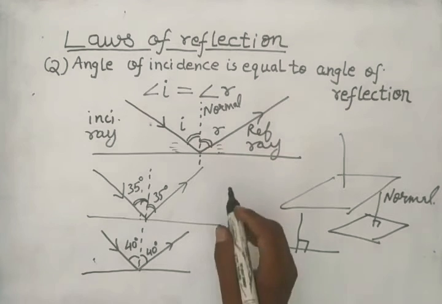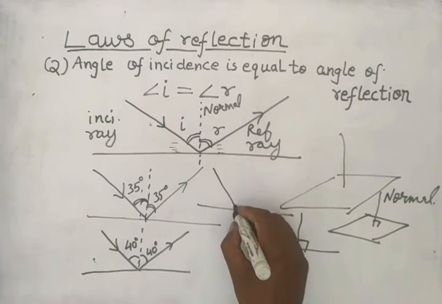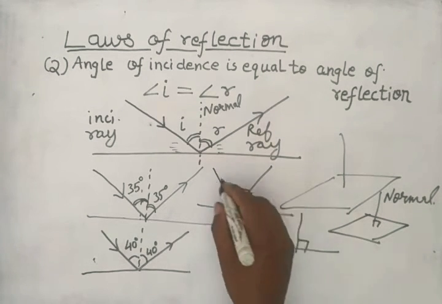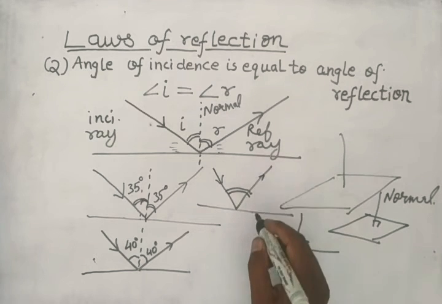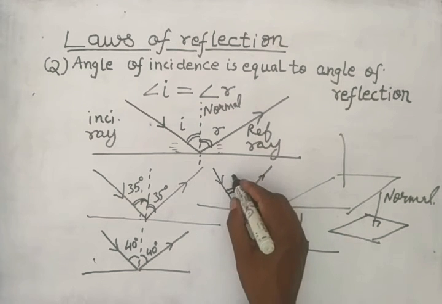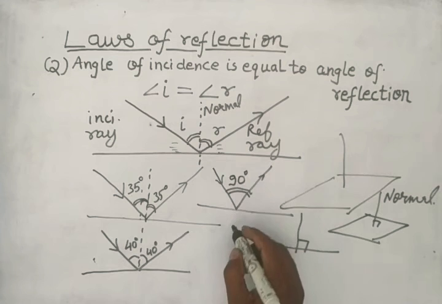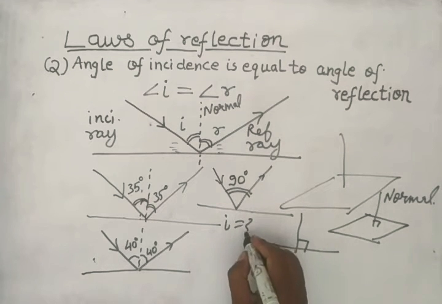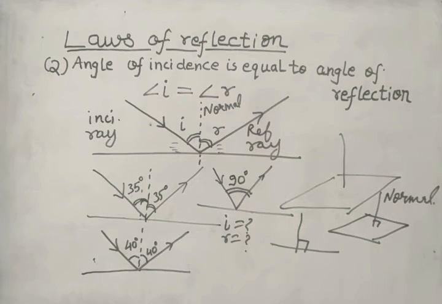All right, there is a question in my mind. Let us suppose in a question, the angle between the incident and reflected ray is 90 degrees. So what will be the angle of incidence and what will be the angle of reflection? If you want to solve it by yourself, pause the video and solve it. All right, if you have solved it, now I'm solving it.